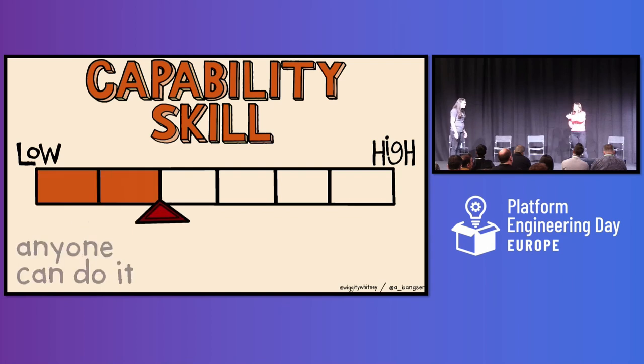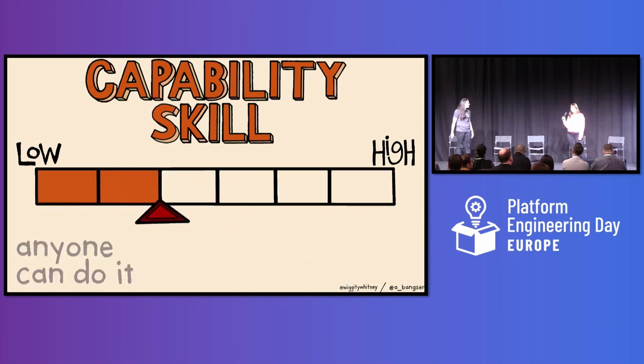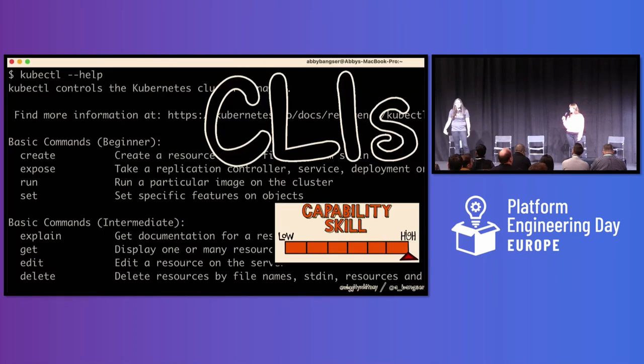So when you're thinking about the user, you want to think about the user's capability skill. Is it for experts or is it for everybody? And what's the capability skill that's good for experts? Capability skill is the CLI. Yes, some beginners can use CLIs for a capability. There's often sensible defaults when they come to it. But these are really built for the experts.